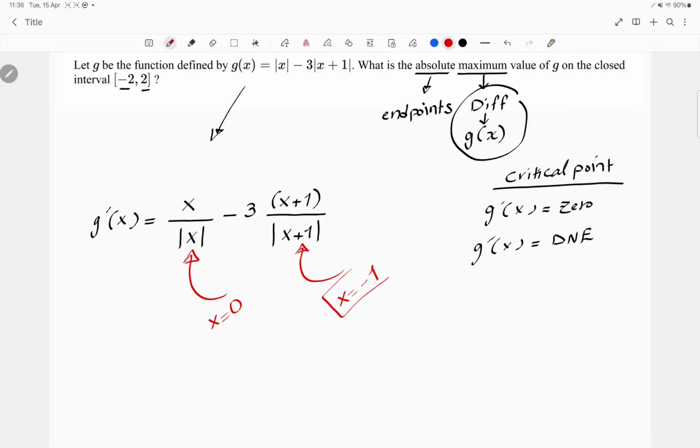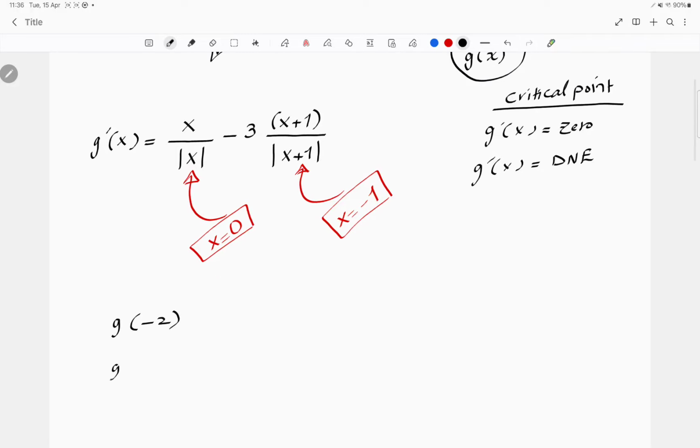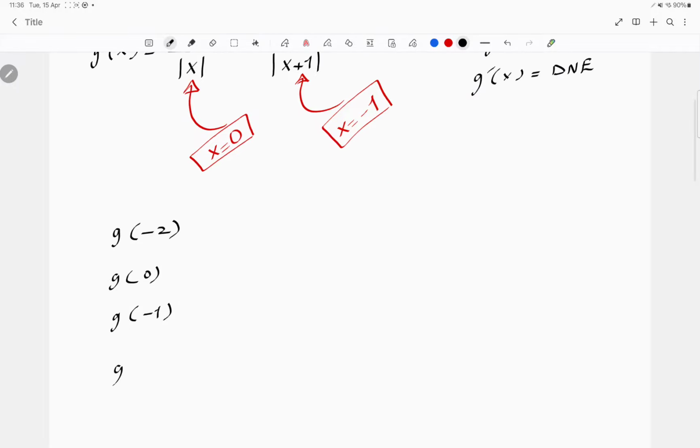So now we have two critical points to assess, plus the assessment of the two endpoints, which are the -2 and the 2 in the original equation of g. So let's start the work. So we're going to have g of -2. We're going to have g of 0. We're going to have g of -1. We're going to have g of 2.